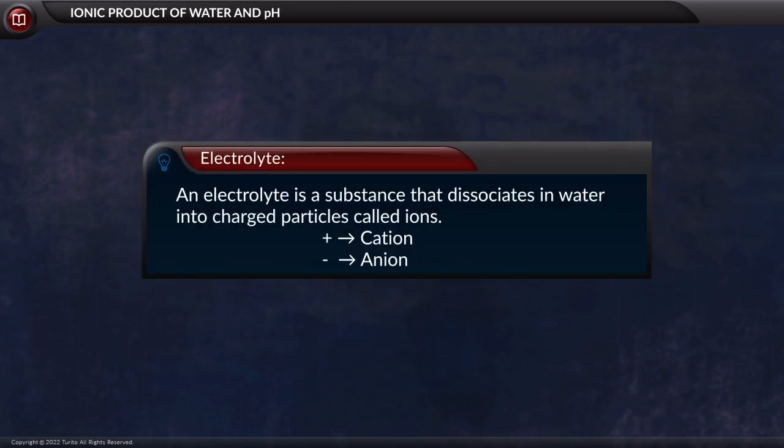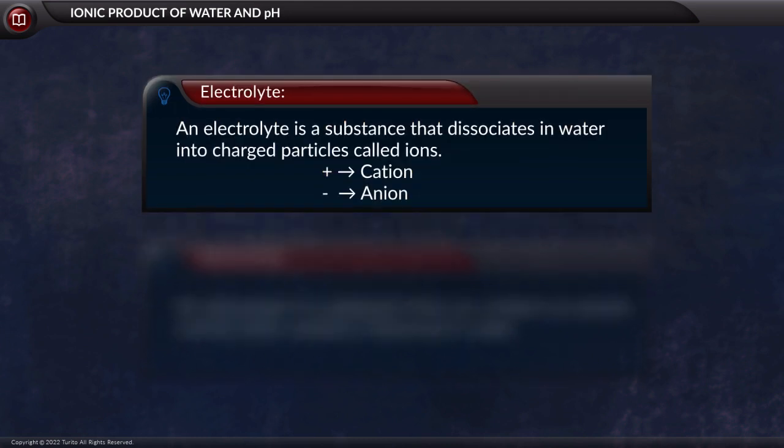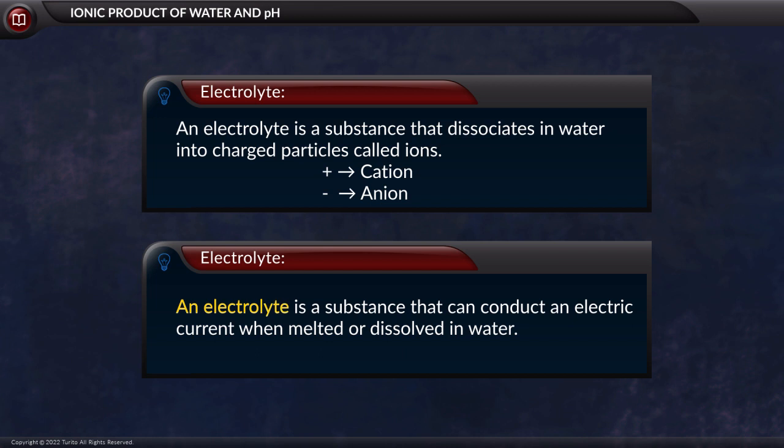The first thing which we need to know in the ionic equilibrium is electrolytes. An electrolyte is a substance that dissociates in water into charged particles called ions. Positively charged ions are called cations. Negatively charged ions are called anions. Simply, an electrolyte is a substance that can conduct an electric current when melted or dissolved in water.